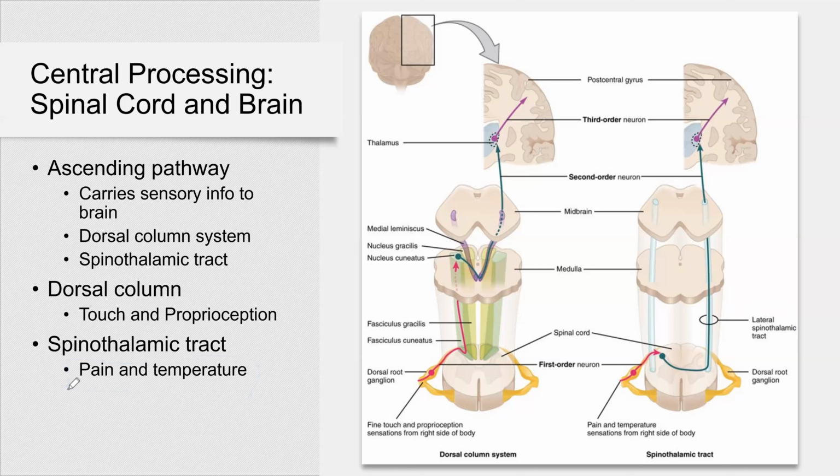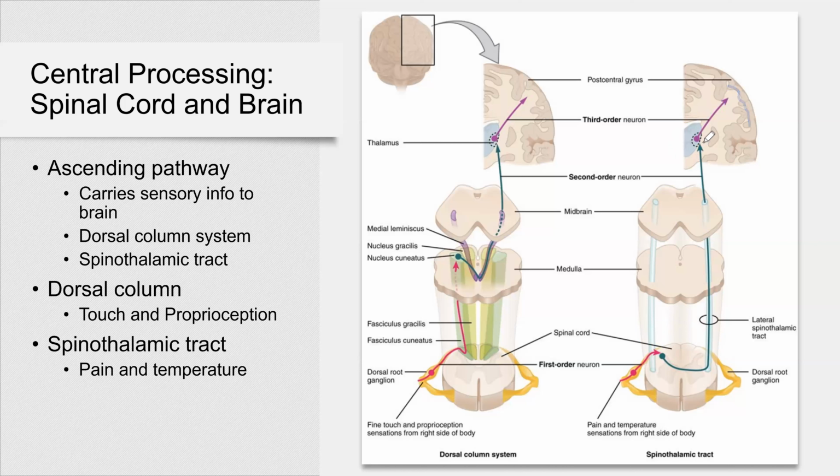So now if somebody hits you, I hope not, but if you cut yourself, or temperature, this information will be carried through the spinothalamic tract. So spino means from the spinal cord, thalamic means to the thalamus. So here we move through the spinothalamic tract. Again, we pass the medulla, midbrain, and then we move to the thalamus, and from the thalamus to the cerebral cortex.